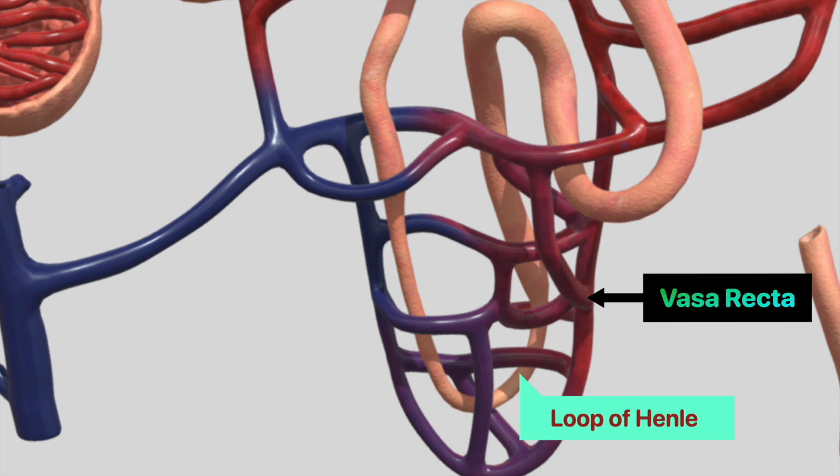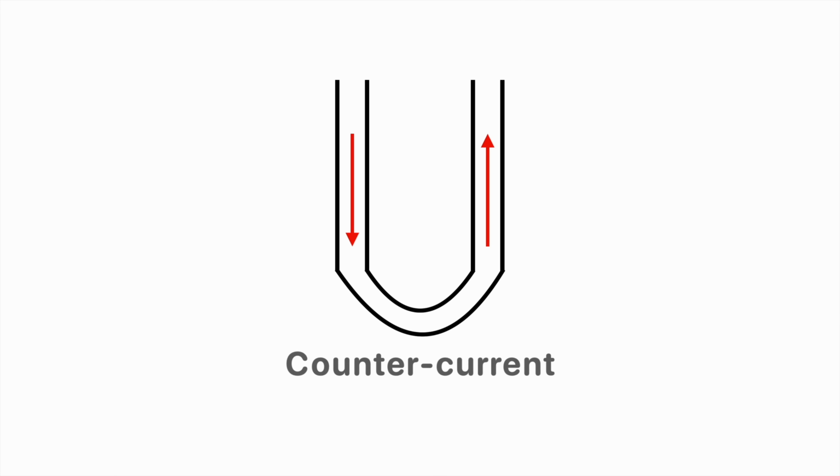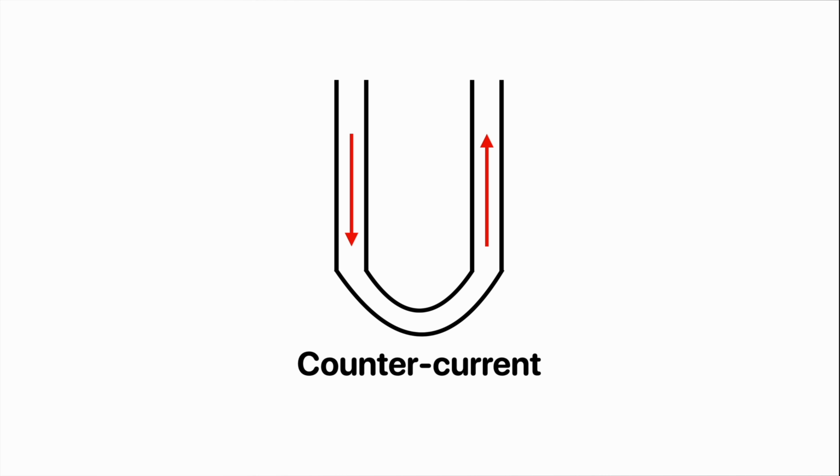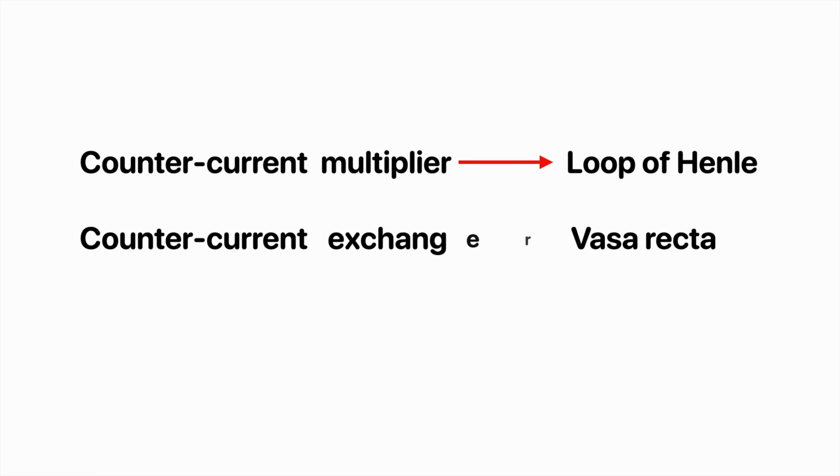Now, we have the basic knowledge to understand what countercurrent mechanism is. When fluid flows in opposite directions in two parallel limbs, it is known as countercurrent. Countercurrent is seen in two limbs of loop of Henle and also in the two limbs of vasa recta. Henle's loop is the countercurrent multiplier and vasa recta is the countercurrent exchanger.